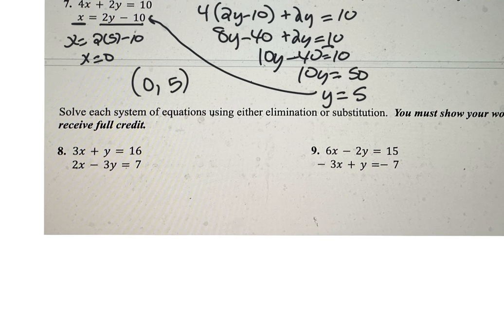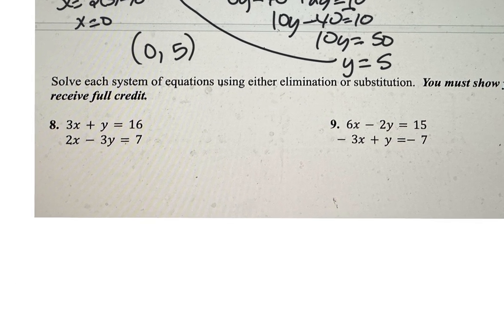Okay, now these two, 8, 9, you get to pick. Okay, you get to pick which way you want to go. I'm going to do, number 8, I'm going to do substitution because of that y right there. So I'm going to move that 3x over. I'm going to say that's negative 3x plus 16.